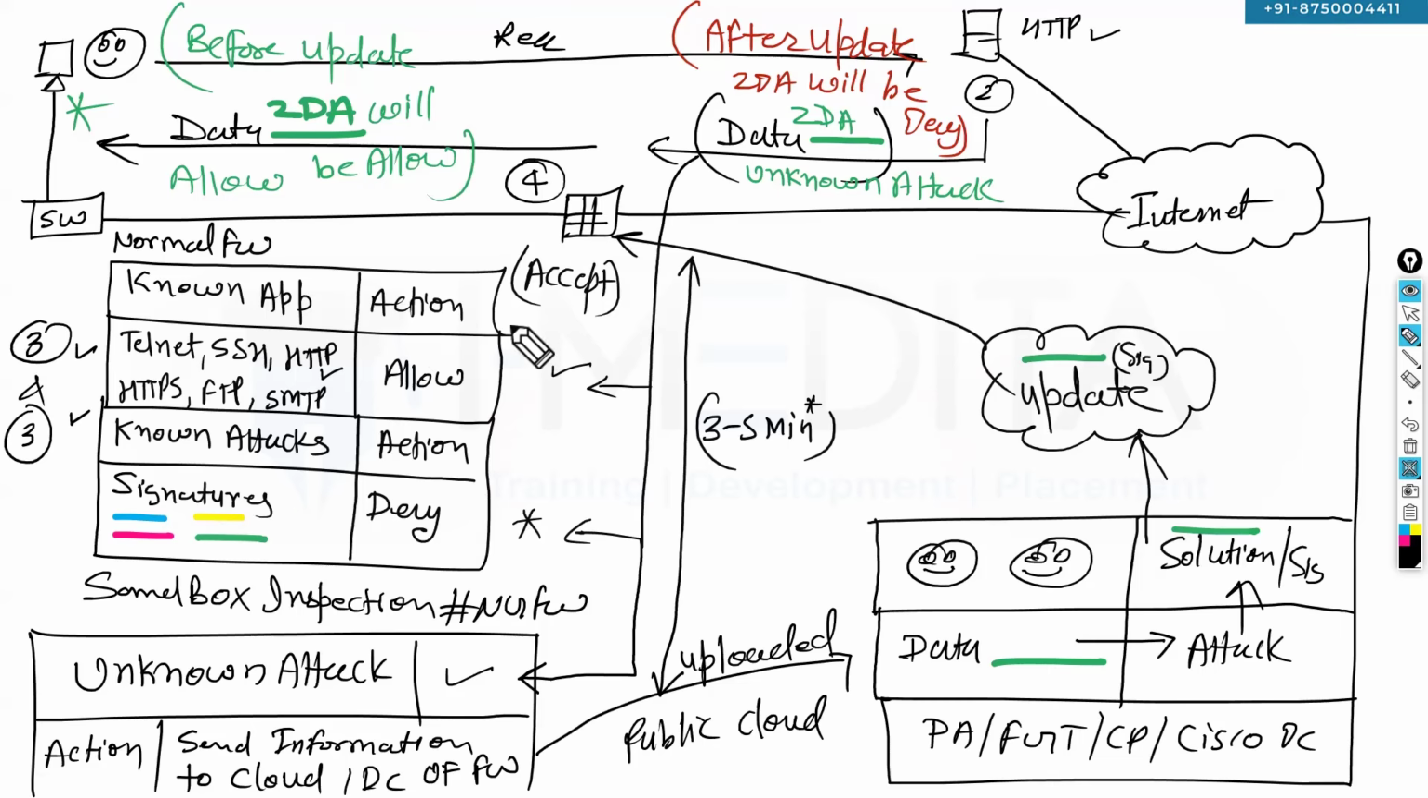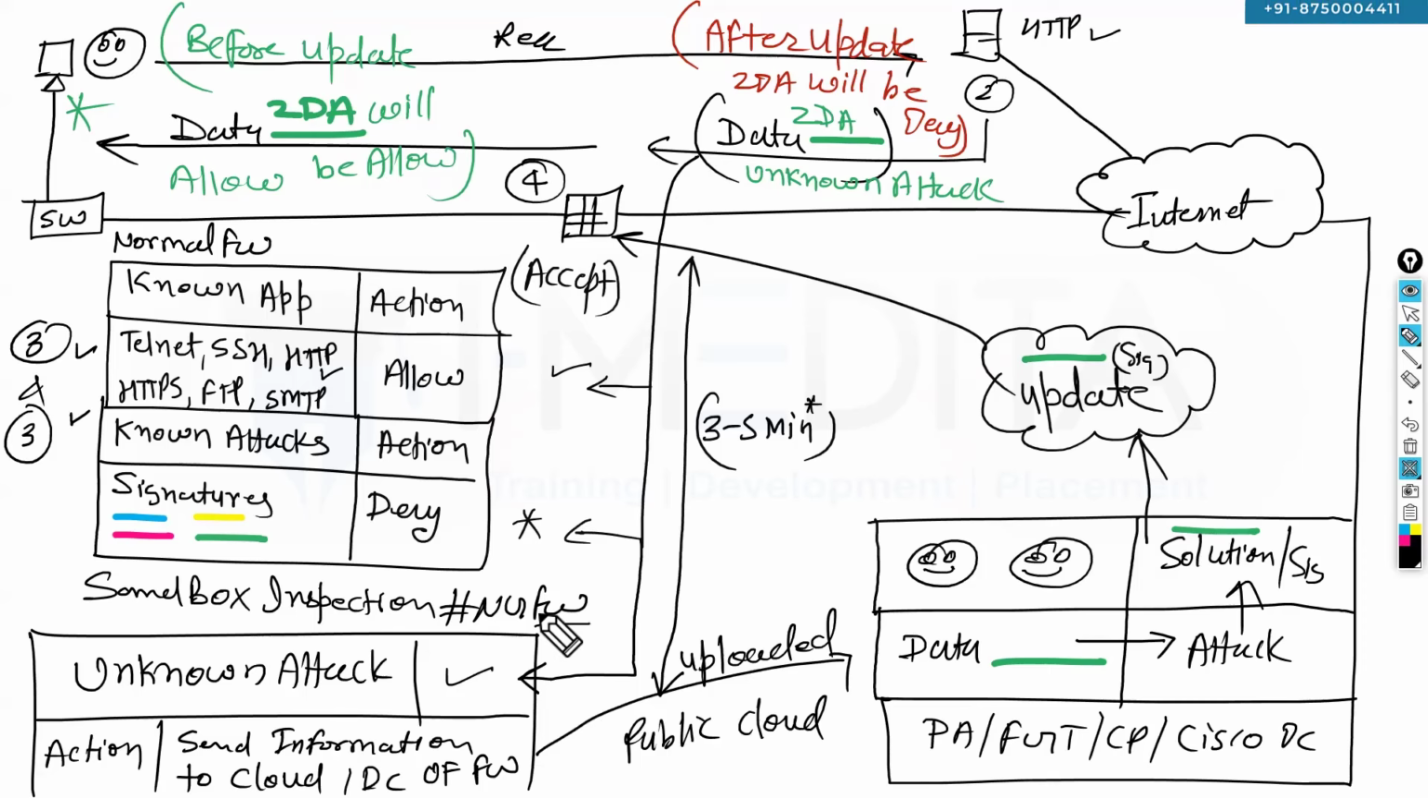So any firewall which has sandbox inspection capability is called a next generation firewall. Then what is sandbox inspection? Sandbox inspection is a process in which a device sends a file or data to a dedicated system for deeper inspection. And whatever solution is offered by the dedicated system, the device will accept it, and it will start to protect your organization according to the updates.